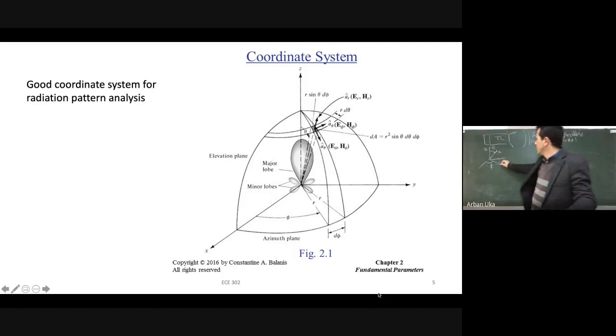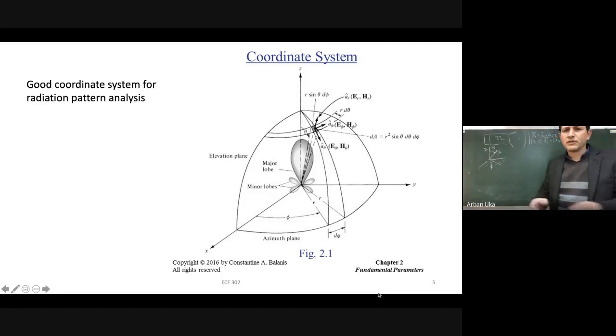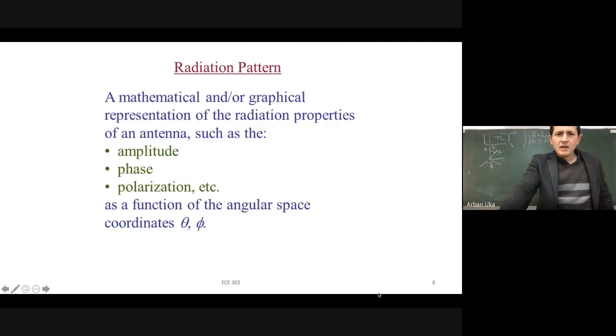Okay, and this is the coordinate system where we have one unit of radius and two angles. Now, the first parameter that we want to talk about is the radiation pattern. This is a mathematical representation of the radiation properties, and the information in the radiation pattern includes the amplitude, the phase, and the polarization. And this can be described as a function of theta and phi.